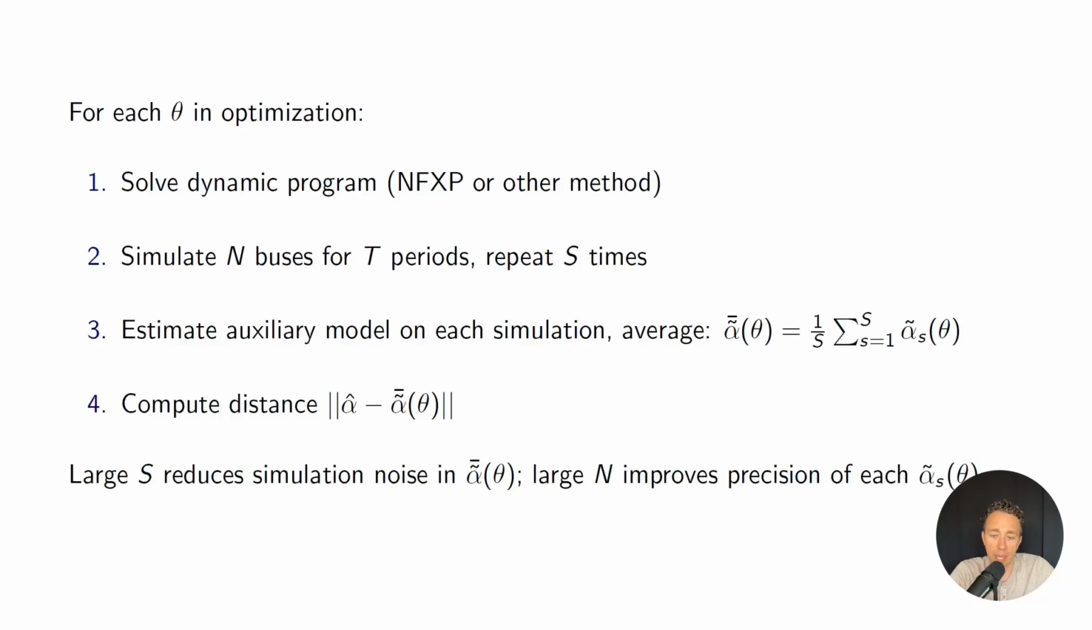And the larger capital S that we have, the less simulation noise is going to contaminate our estimates. And as with basic econometrics, the larger n that we have is going to improve the precision. So if we have small n, then there's going to be a lot of variability in this alpha tilde s in each one of them. And so that's not necessarily going to cause us problems, but it would inflate our standard errors just like it would in a basic linear regression model.